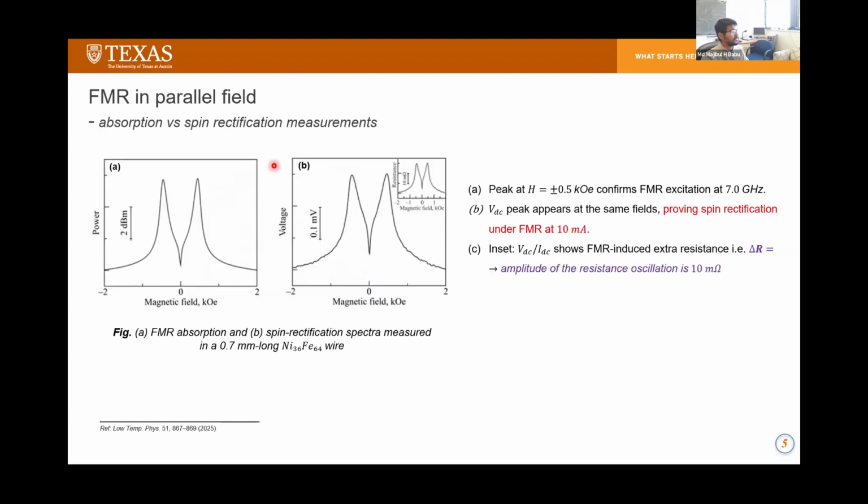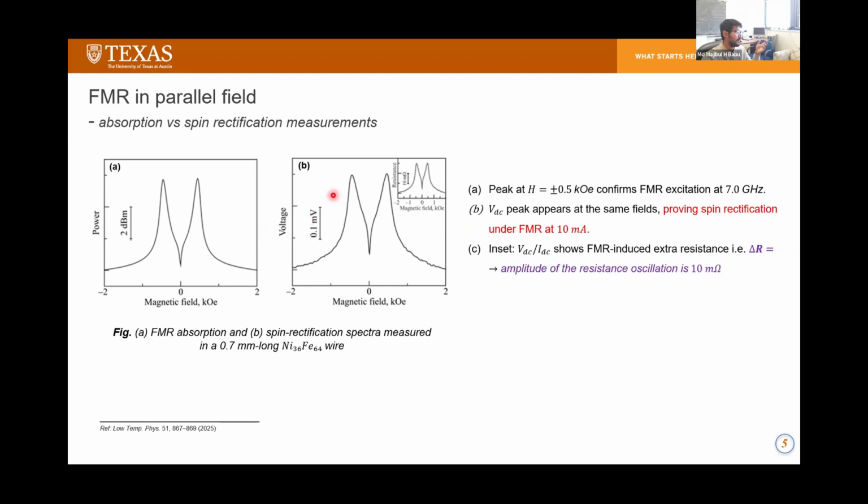So now this slide basically shows the FMR results in a parallel magnetic field. In figure 8, you can see the microwave absorption peak at 0.5 kilovolts, which confirms the ferromagnetic resonance at 7 gigahertz.